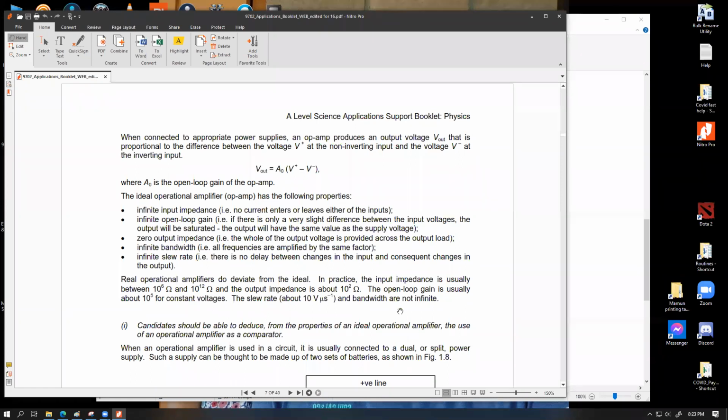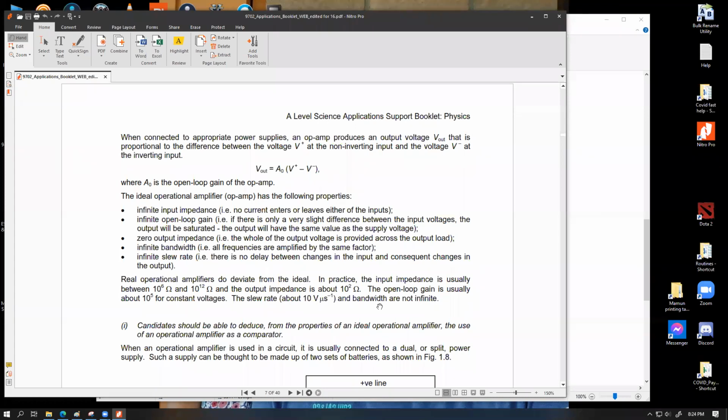Then it says the open loop gain is usually about 10 to the power 5 for constant voltages. The slew rate is this thing. I didn't talk about the slew rate, so I'm going to talk about the slew rate after a while. And bandwidths are not infinite. Here they have not mentioned a practical range for the op amps. I think that can actually vary very widely. That's why maybe they haven't mentioned a typical value. But bandwidths are not infinite. It's impossible for a physical device to be able to handle infinite frequency of alternating voltage. That's physically not possible. But that's the idea for an ideal op amp.